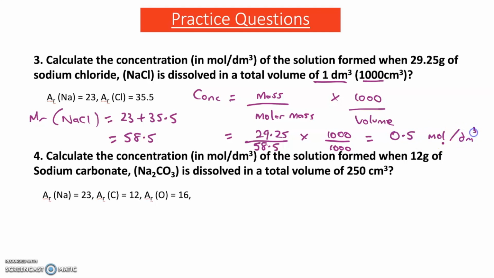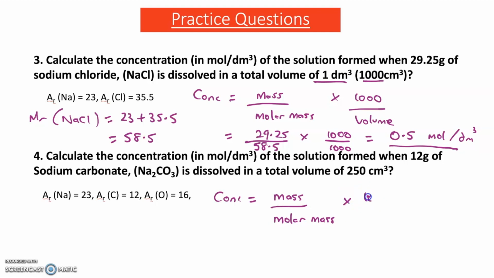Now another way of looking at this is I work out the moles present by just doing mass over Mr, or mass over molar mass, and then I scale it up to 1,000. In this case I don't need to scale it up to 1,000 because the volume is already 1,000. So the concentration was simply just working out the moles and then expressing it in moles per decimeter cubed.